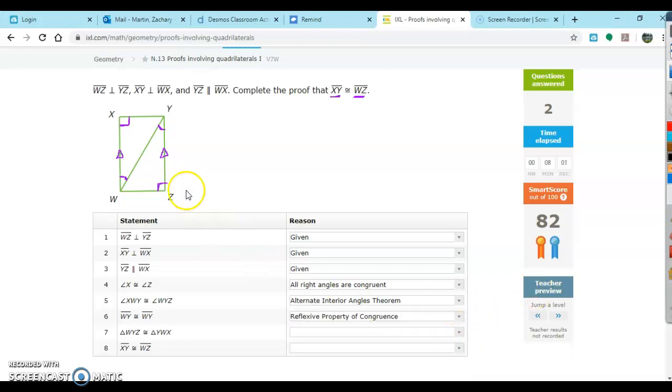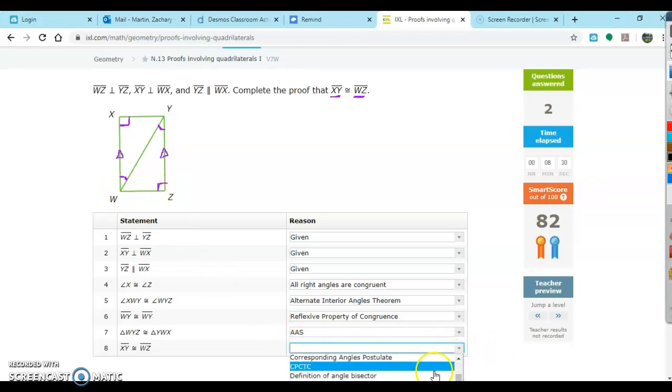So what do we have going on? Well, it looks like to me we've got angle, angle, side congruence again. And because I've got two triangles within this quadrilateral that are congruent, I know that corresponding parts of those congruent triangles are congruent, and therefore segment XY is congruent to segment WZ by CPCTC.